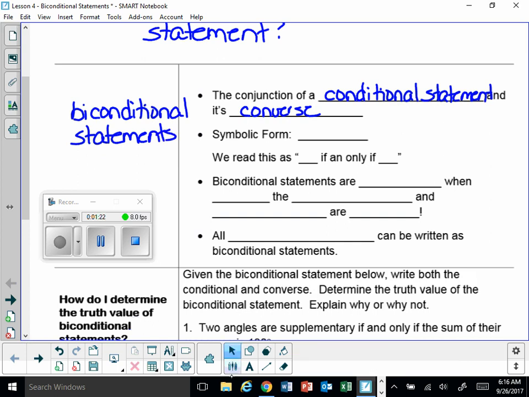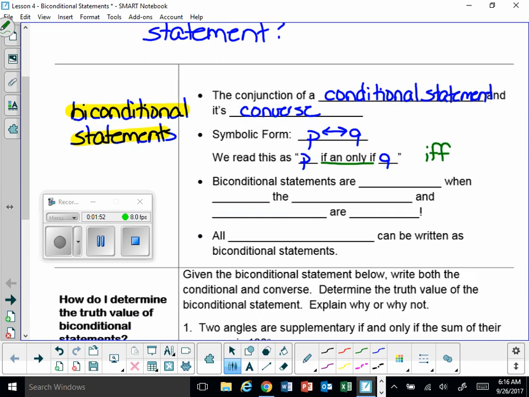Okay, symbolically, we say P if and only if Q. Our arrow points at both the P and the Q. This is read P if and only if Q, and you can abbreviate if and only if as IFF. Now that's an abbreviation that only works in the world of mathematics. Do not use that in English or your teacher's going to mark you wrong. But IFF mathematically represents if and only if.